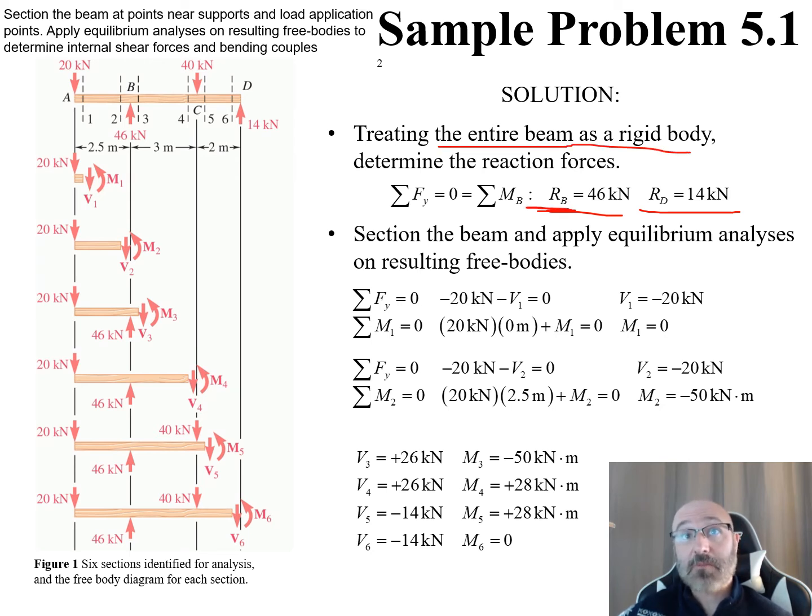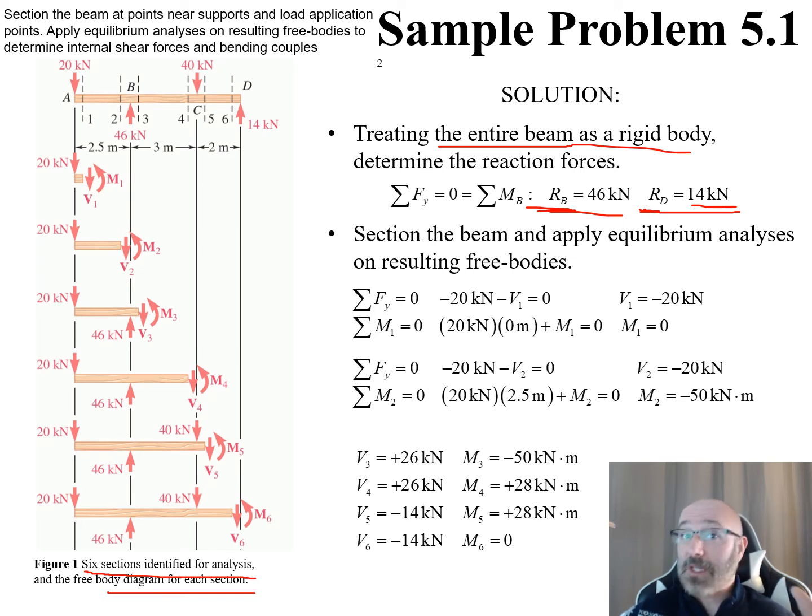Our reactionary force at B was 46 kilonewtons, and our reactionary force at D was 14 kilonewtons. Now, from here, what we want to do is do that same process again, but for each of these 6 different sections. If we recall over here in our diagram, we broke this down into 6 sections identified for analysis for the free body diagram, where we broke these off right near the reactionary forces and right before and after our external loads.